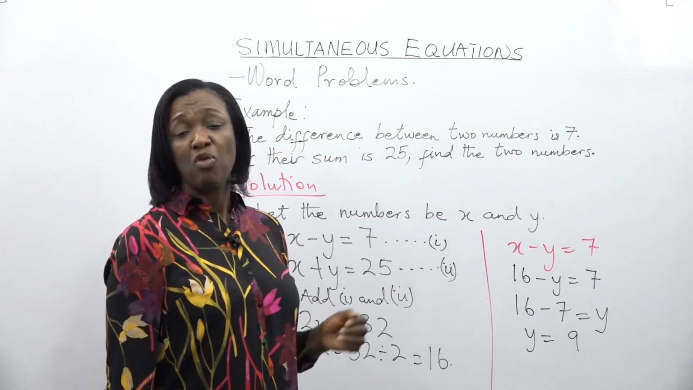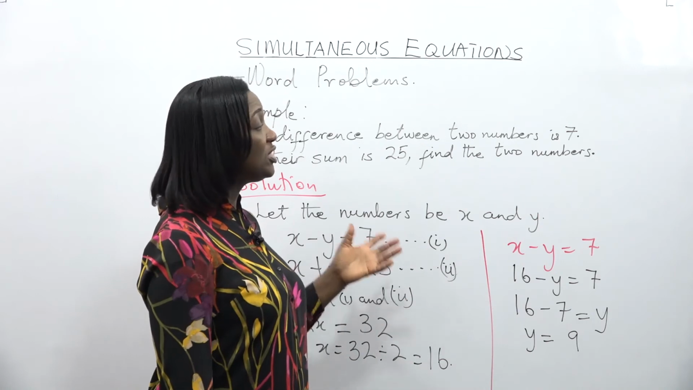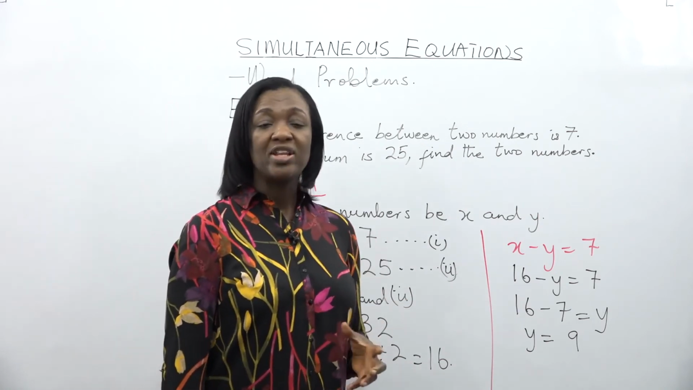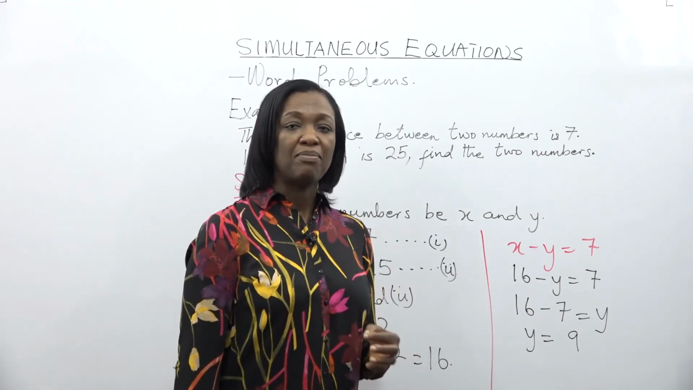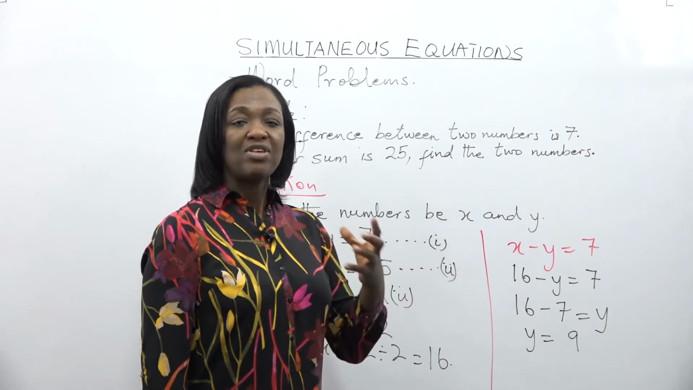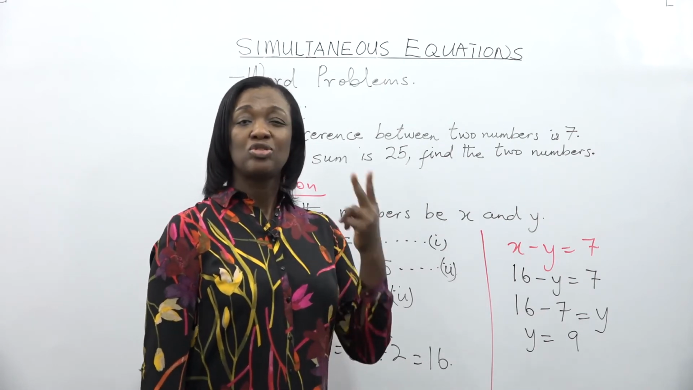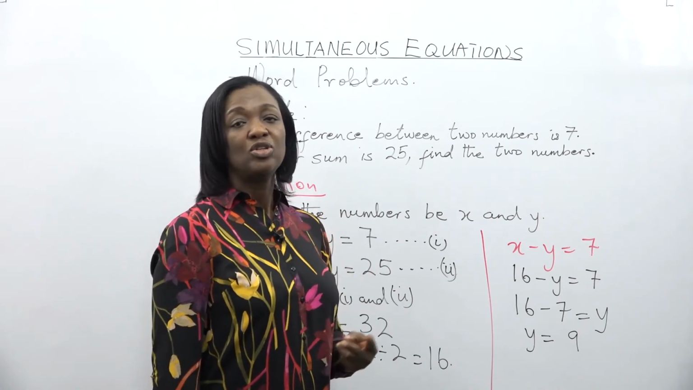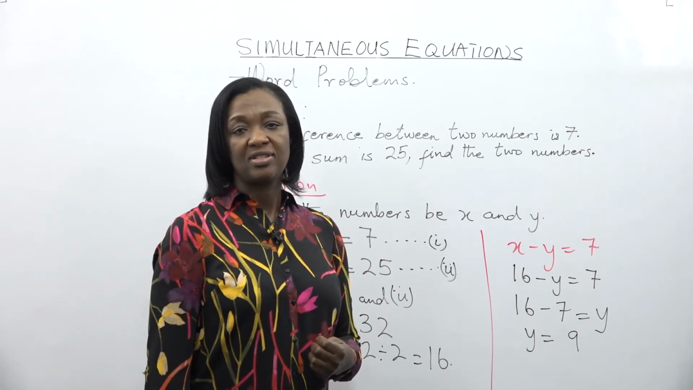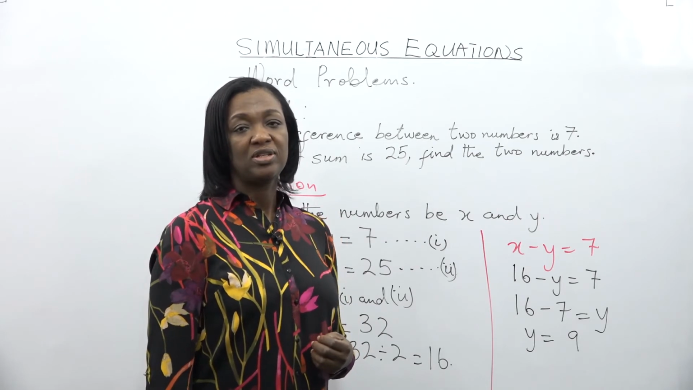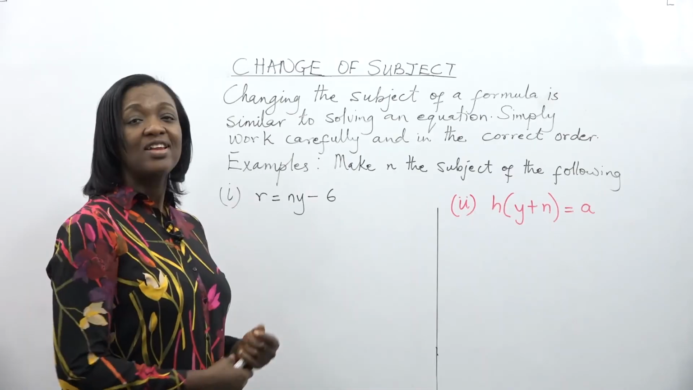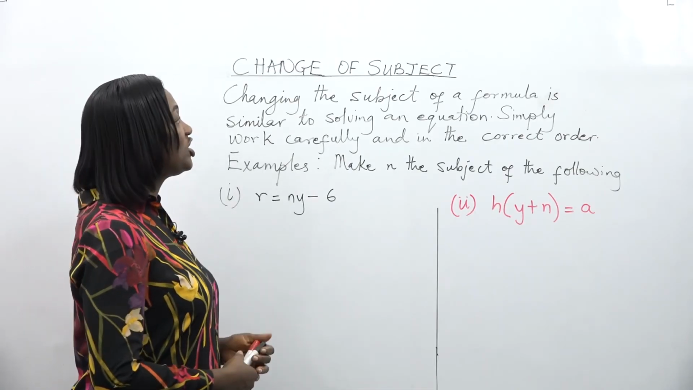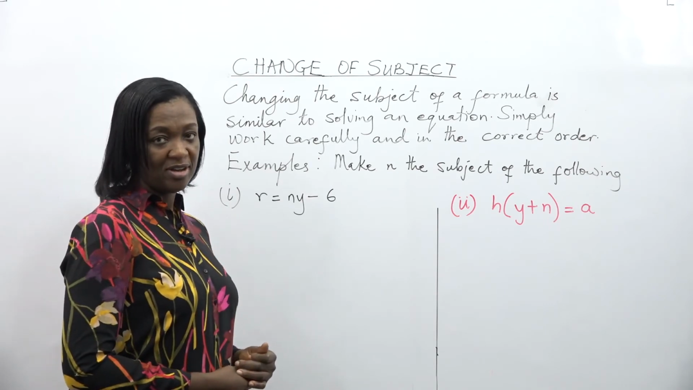So anytime you have word problems involving simultaneous equations, read the problems carefully, take it step by step. You must have enough information to construct two equations which can be solved simultaneously to find the required answers. Take your time and do it. It's very easy. Next, we want to learn how to change the subject of a formula.